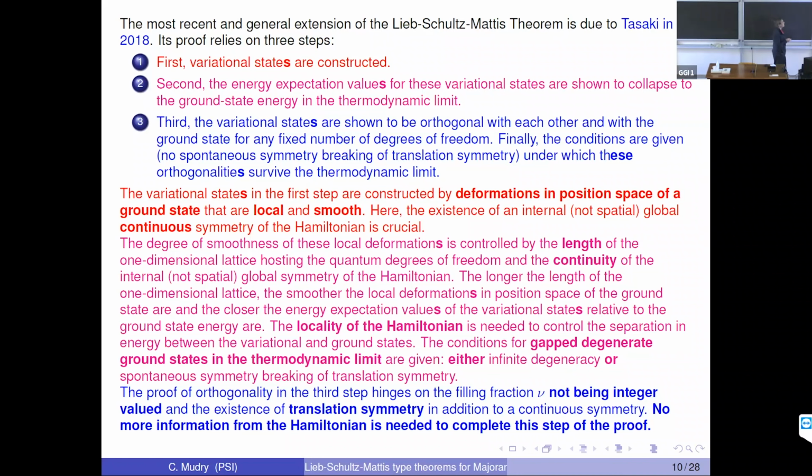Now there are 3 steps in his proof. The first step is a construction of variational states. And I stress that there is not one variational state as before, but many of them, so there is a boldface plural form of states. Second, the energy expectation values of these variational states are shown to collapse to the ground state energy in the thermodynamic limit. Third, the variational states are shown to be orthogonal to each other and to the ground state for any fixed number of degrees of freedom. And the conditions under which this orthogonality survives the thermodynamic limit are given.